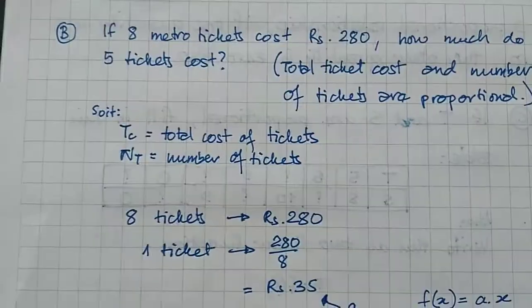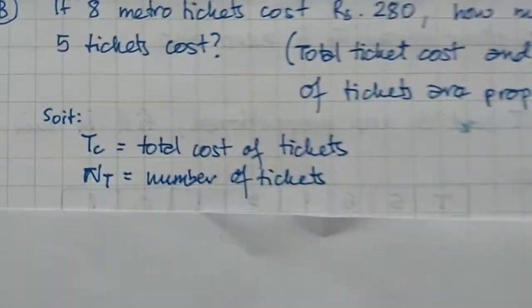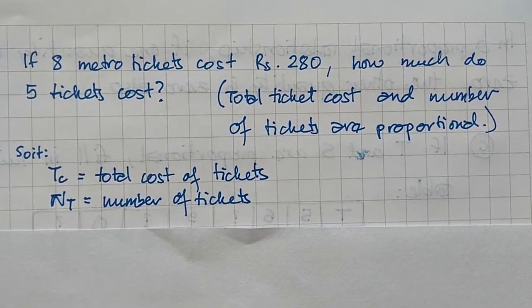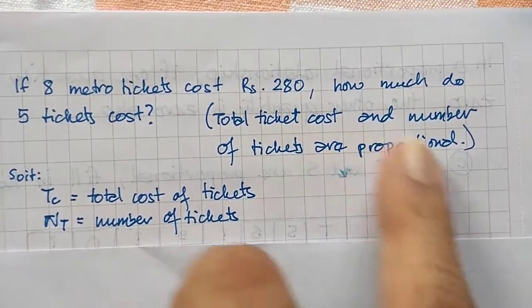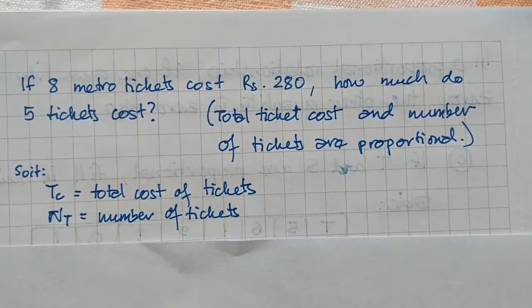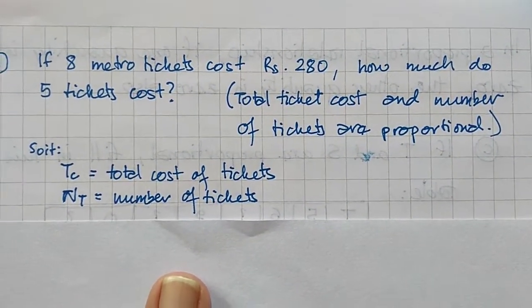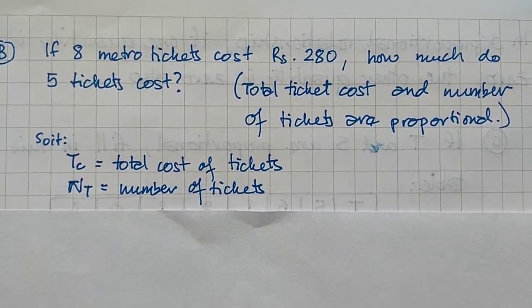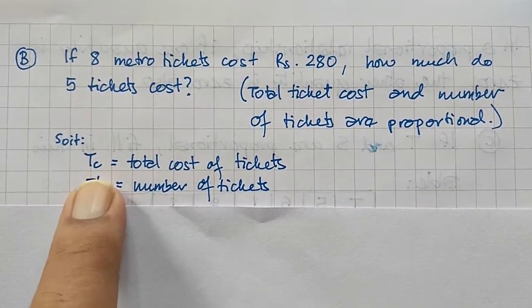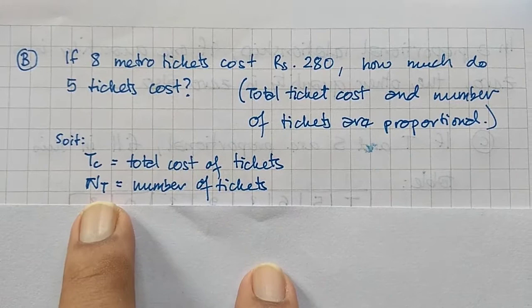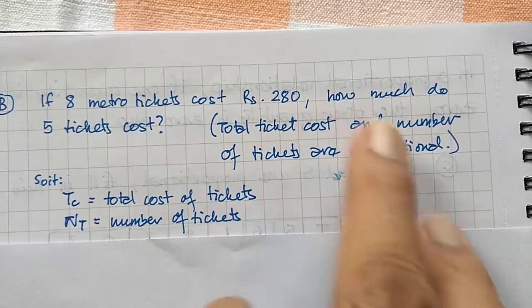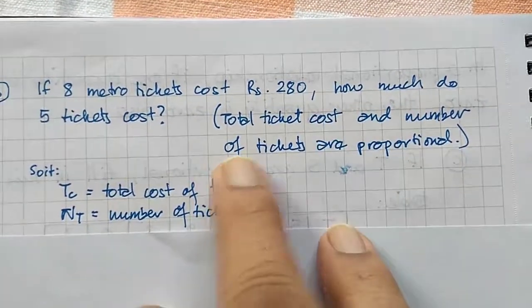Okay, now we go to the second problem. Let me cover up what's not required. If 8 metro tickets cost rupees 280, how much do 5 tickets cost? Total ticket cost and number of tickets are proportional. So if you buy double the number of tickets, you pay double the price, double the amount in rupees. Here I said TC is equal to total cost of tickets and NT is number of tickets, just to avoid having to write these three words each time.